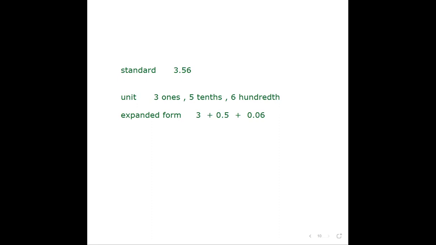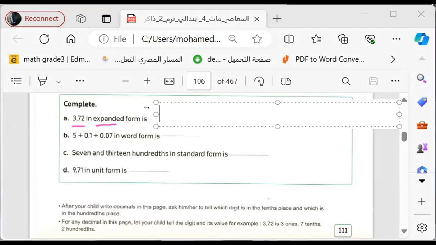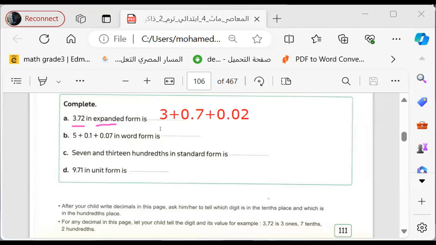Should we answer some questions to make sure that you understand? Okay, let's go. Okay, look at here. This number in the expanded form, expanded, oh, that means the plus form. How I make it? 3 plus 0.7 plus, bravo, 0.02. Amazing. Wow.